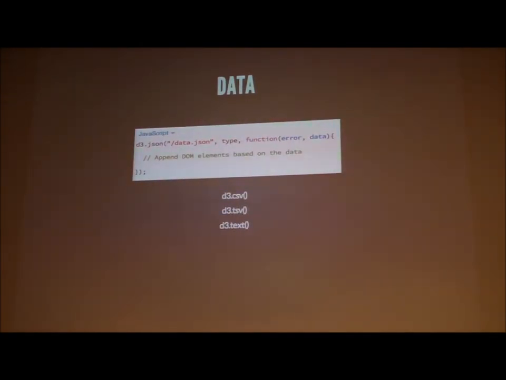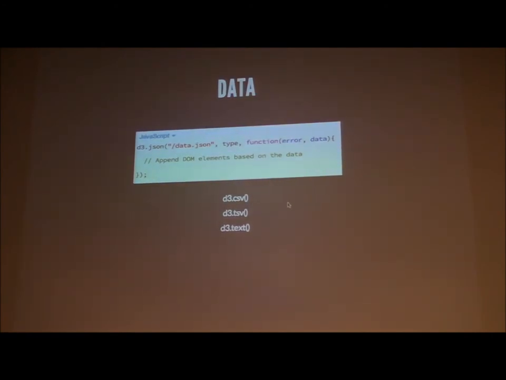So how can you get the data from the server? With the D3.json method, you can get the data by different types of files like JSON, CSV, or text files. And then once you get the data, you can append to the DOM, rendering the DOM based on data.